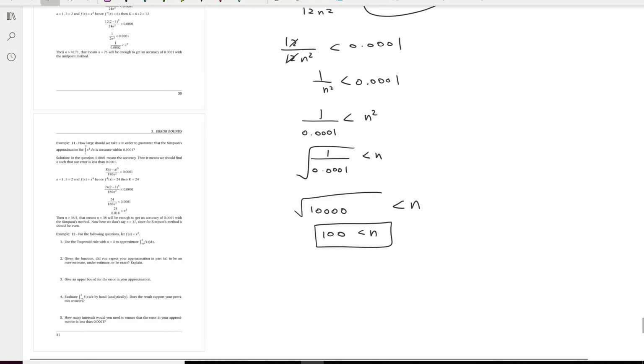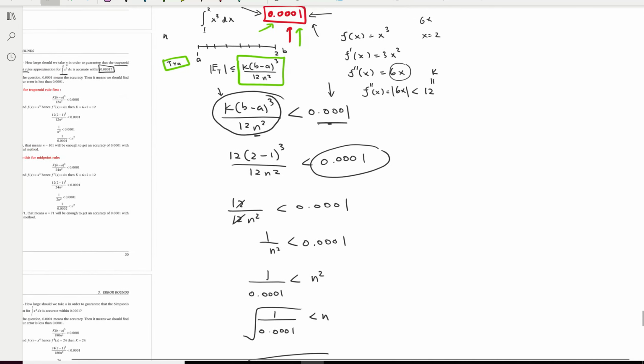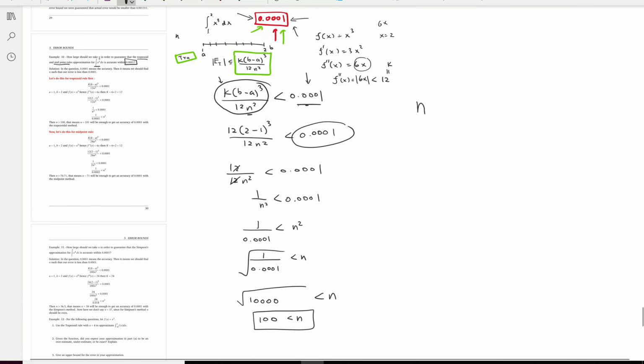So what is the least n we want this to be working? Well, if n is 101, then it's just enough. Okay, so if we have 101 subintervals in the trapezoidal rule, you're guaranteed that your error is going to be less than 0.001. Okay, now this is with the trapezoidal rule. Now let's do this with the midpoint rule.